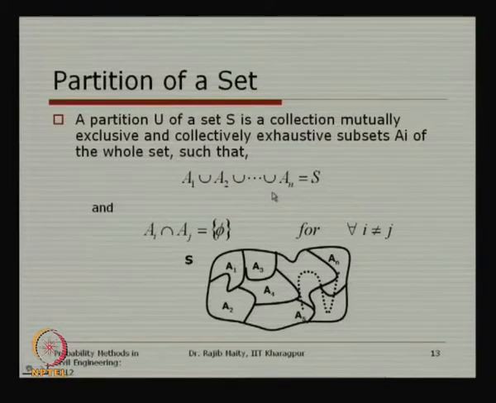One is that if I take the union of A1 to AN, all these sets, it consists of the full set, and any two sets' intersection is empty. So if these two conditions are satisfied, if we can subdivide the set in this way, then this is known as a partition of a set.